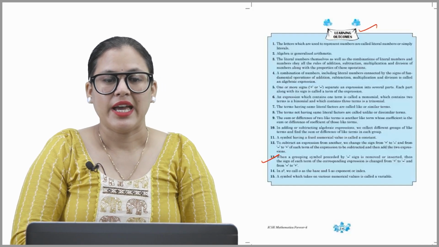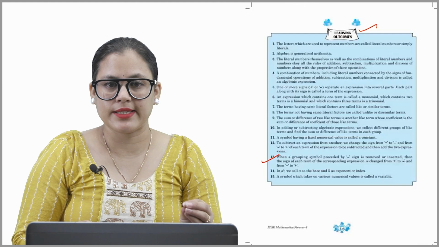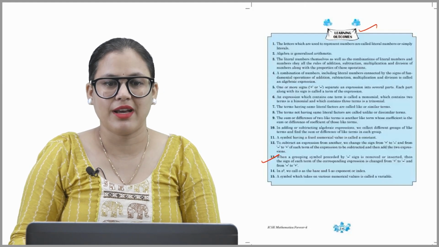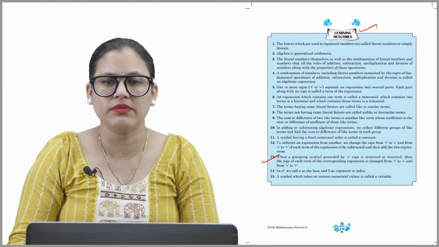Remember this, okay? 14, in a raised to the power 5, we call a as the base and 5 as exponent or index. And 15, a symbol which takes on various numerical values is called a variable.